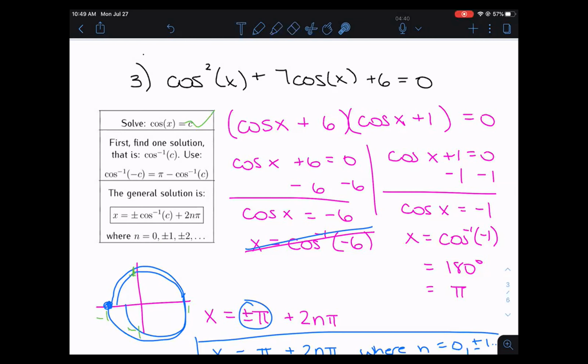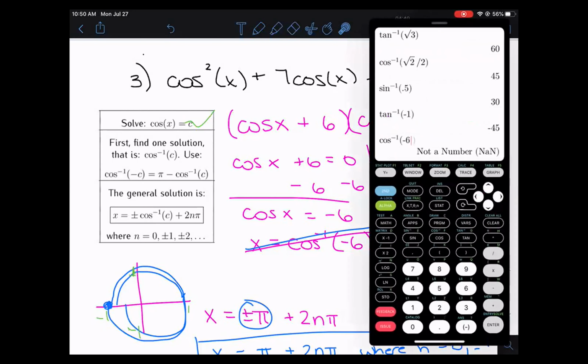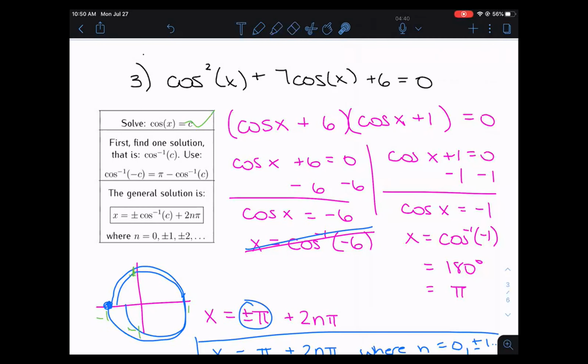So now we know that -6 cannot be an answer. And now we can find out what cosine x of -1 is. Cosine x of -1, we can plug that into our calculator. Cosine inverse of -1 is 180 degrees. Since it's 180 degrees, that's actually equal to pi, because remember, they're the same thing.